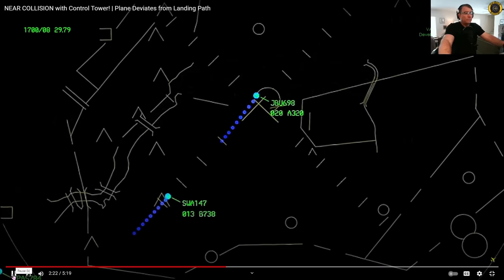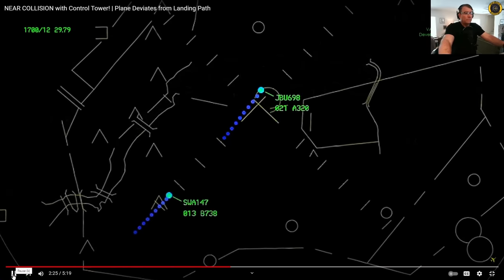1263, runway 13, line up and wait. Traffic lane is 4. American 1263, runway 13, line up and wait.